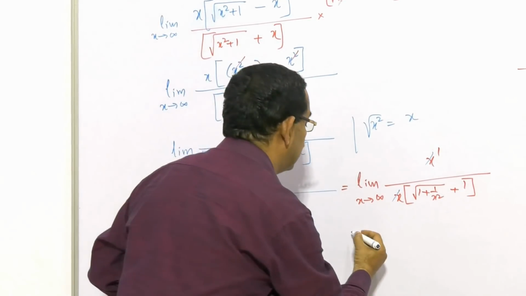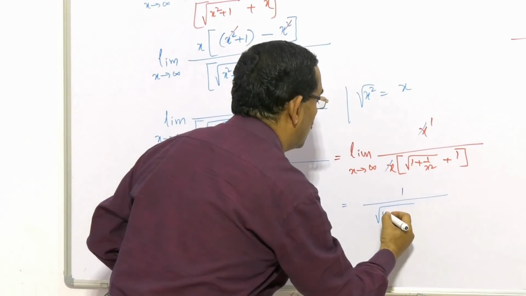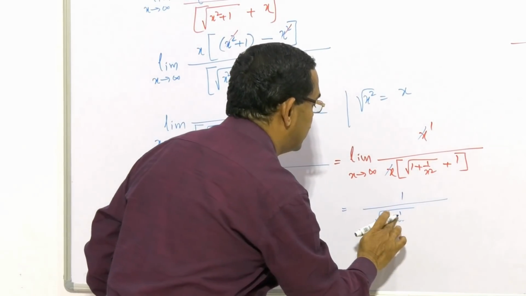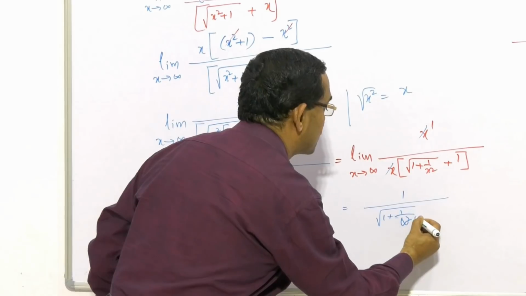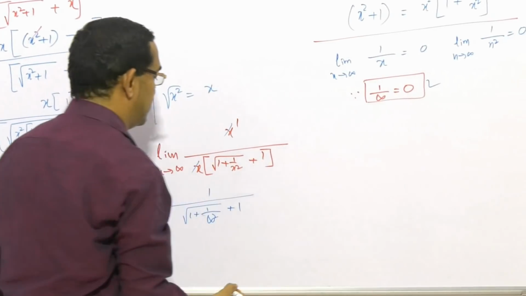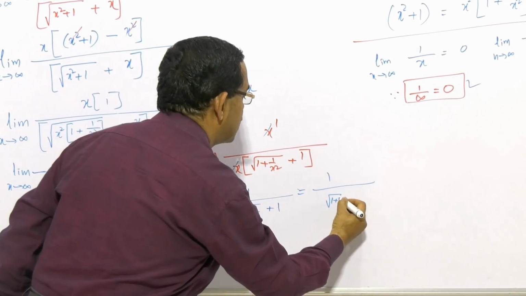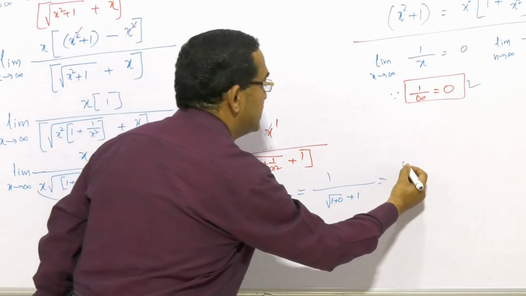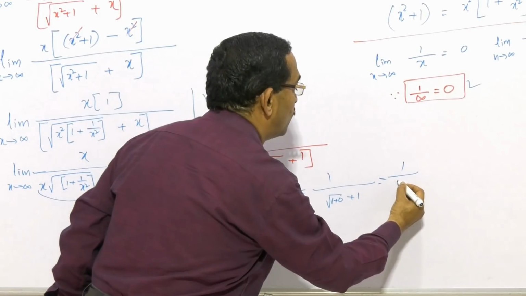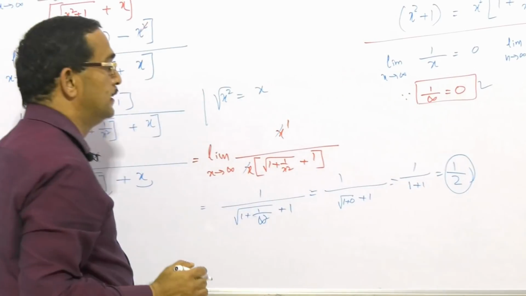So now we can apply the limit, that is 1 divided by root of 1 plus 1 by infinity square plus 1, is it not? What is 1 by infinity? I told you that is 0. Therefore the value is 1 over square root of 1 plus 0 plus 1. Again that is 1 over root 1 plus 0 is 1. Root 1 is 1, plus 1. That is equal to 1 by 2. So this is the answer for this problem.